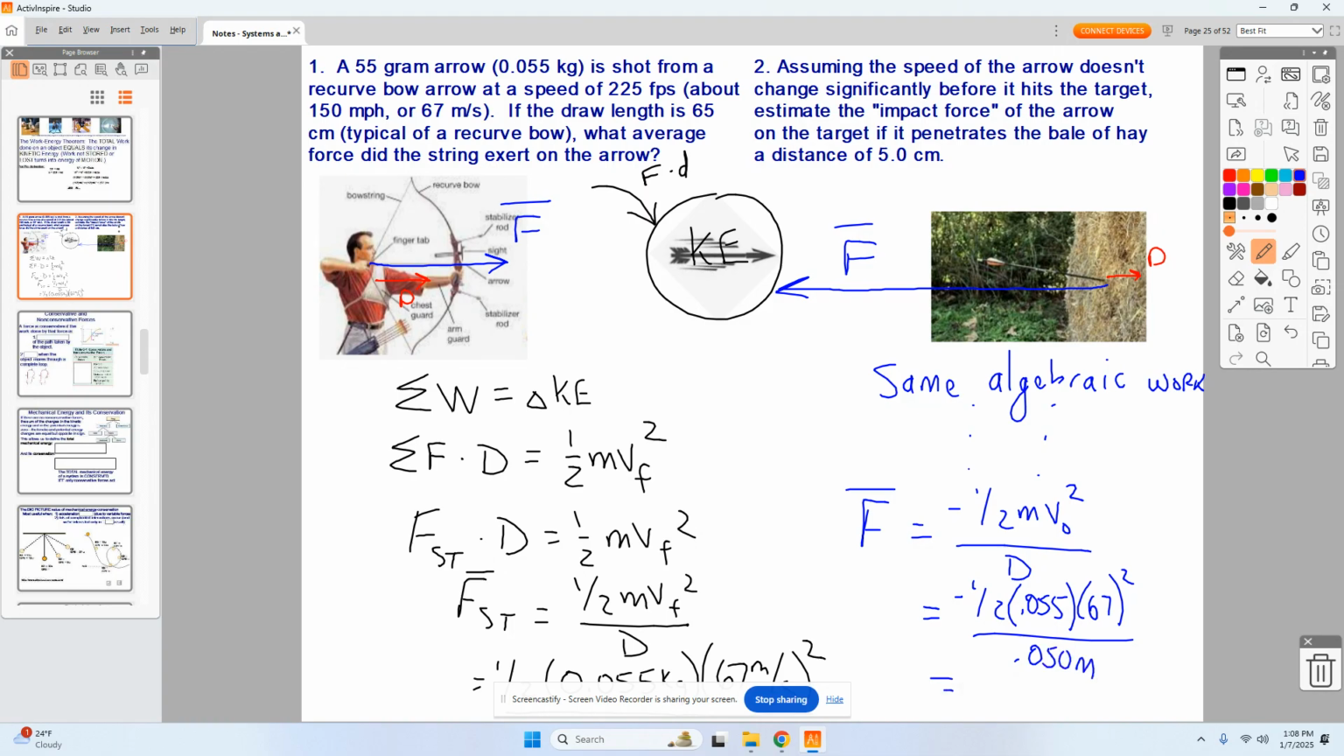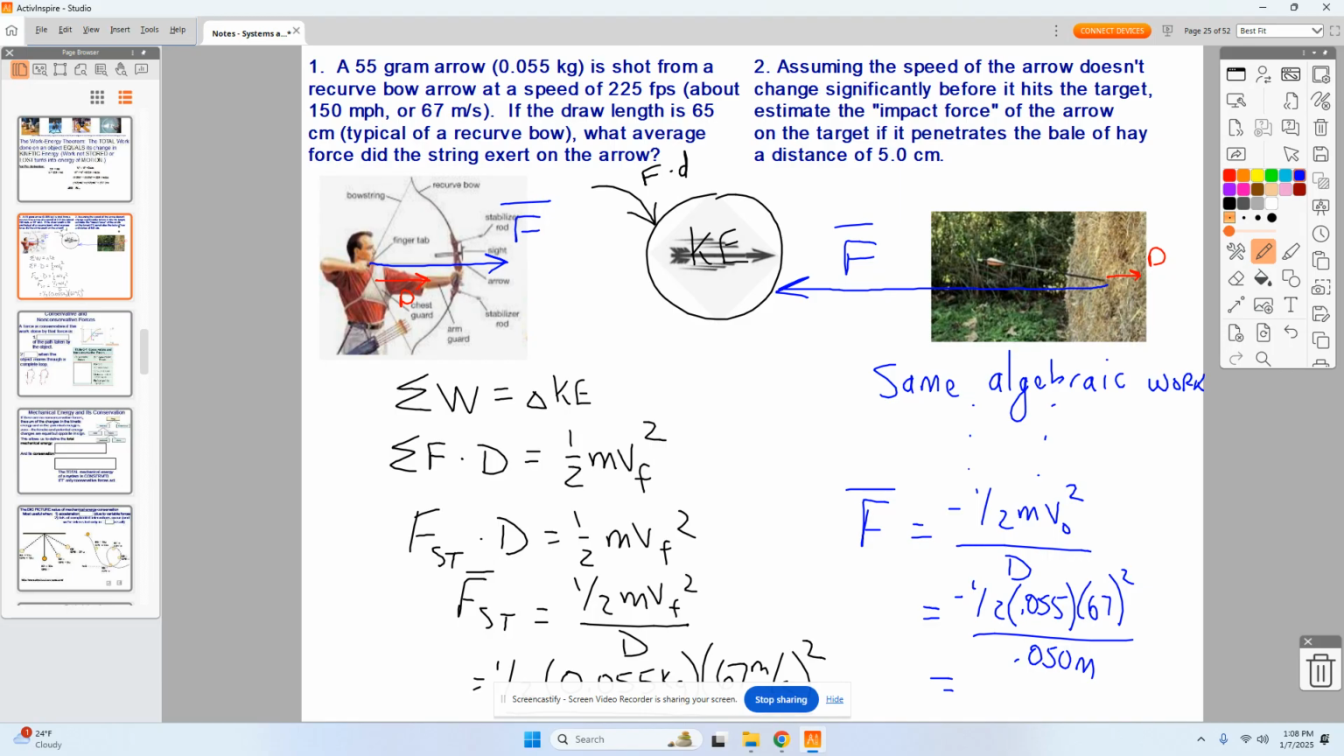You guys see that it's the exact same algebraic work. Instead of me doing positive work on the arrow to increase its kinetic energy, the bale of hay is going to do negative work, and it takes all that energy away. So the only thing different here is that the displacement is much smaller.